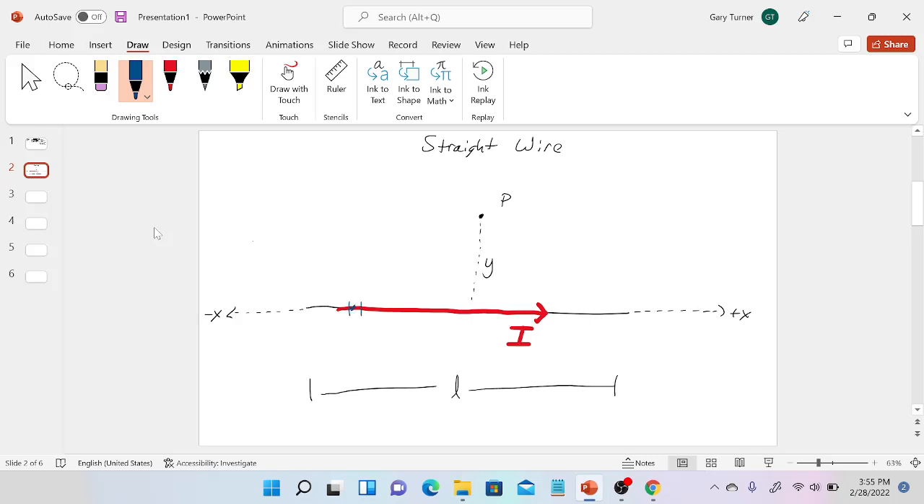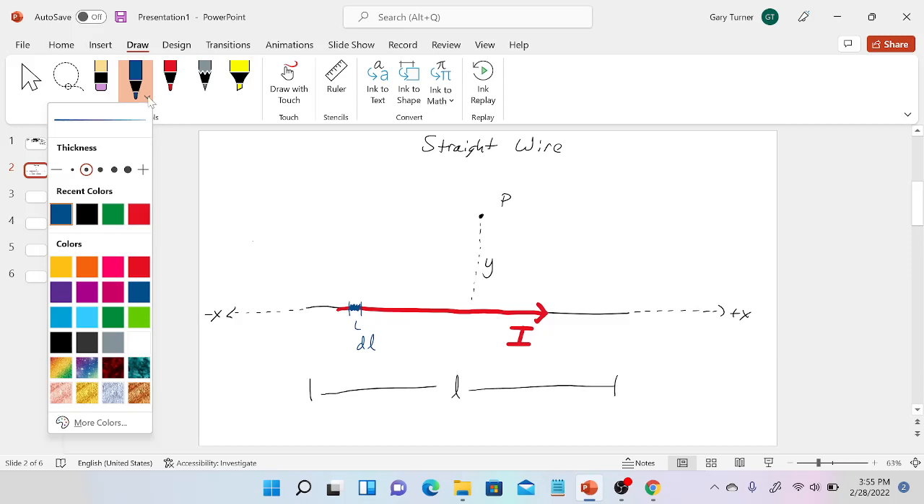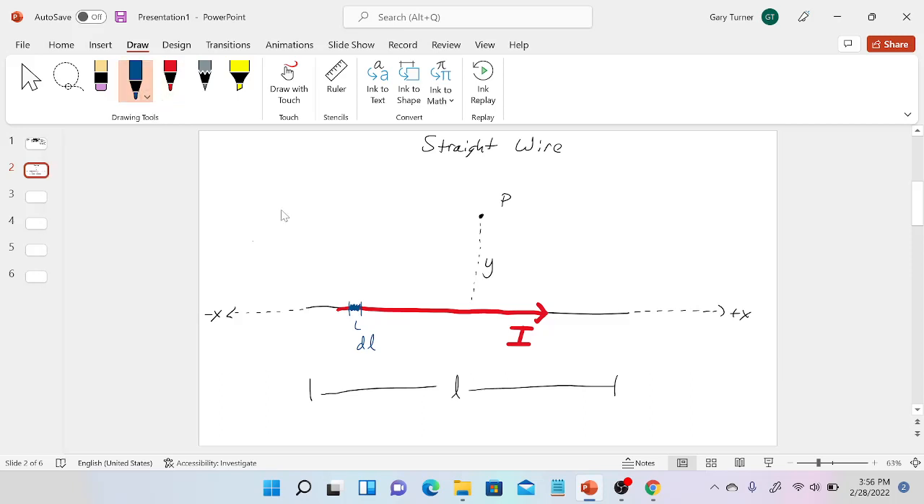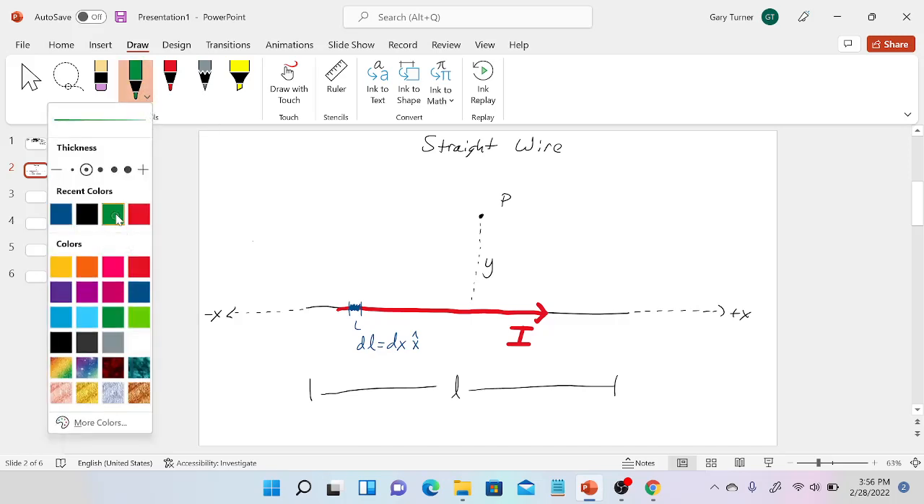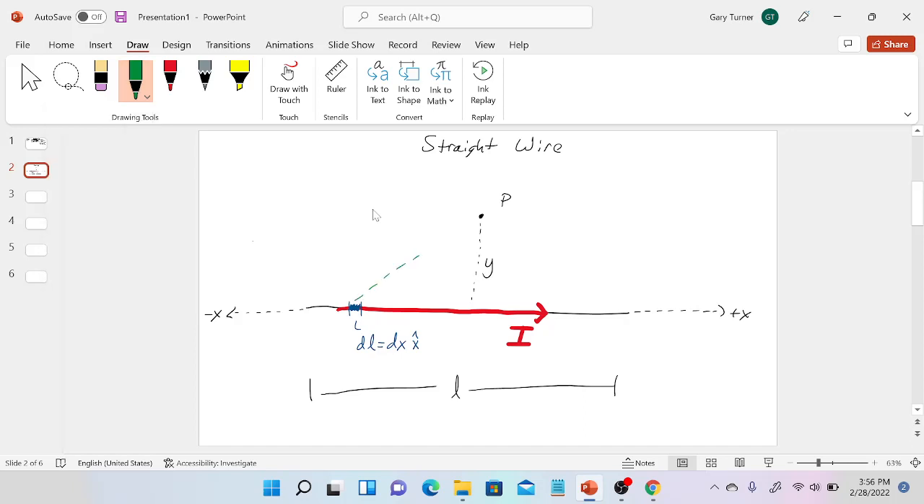So I'm going to take a differential element of current, call it dl, and it's going to be along the x direction since my line lies on the x-axis. As a result, I can just go ahead and say that dl is equal to dx. Okay, and not only that, but this is dx in the x hat direction because the current is pointed toward the positive x-axis.